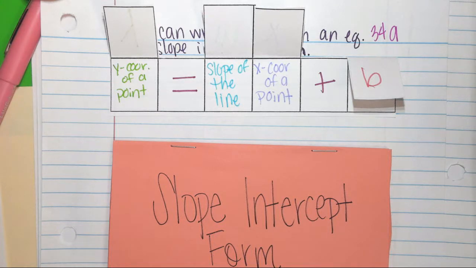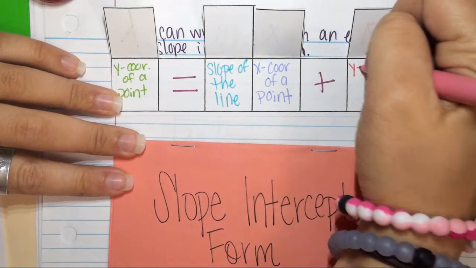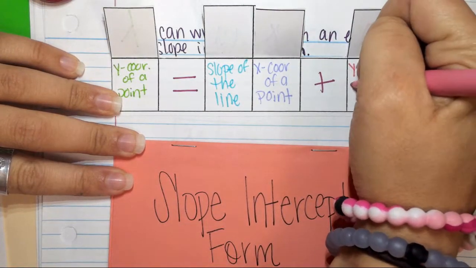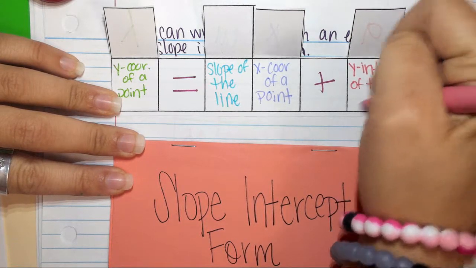And plus means that we would add if it was a positive. What would we do if our Y-intercept was a negative? We would subtract. Look at you go. Take a point. So what does B stand for? It's the Y-intercept. B is the y-intercept. So open that, write y-intercept of the line.